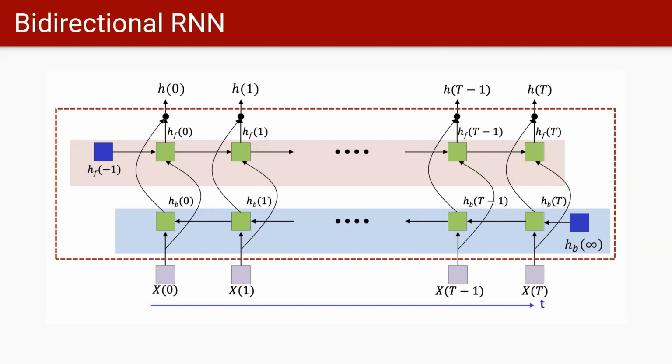The final output of the block will be a function of both the forward and the backward network. Typically, we concatenate the output of these two networks to form the output. But alternatively, we can aggregate them as well by either summing them or finding the mean of both outputs.